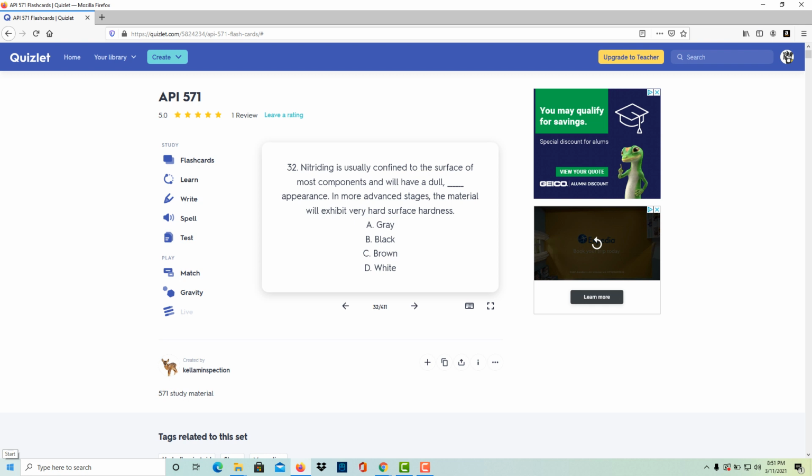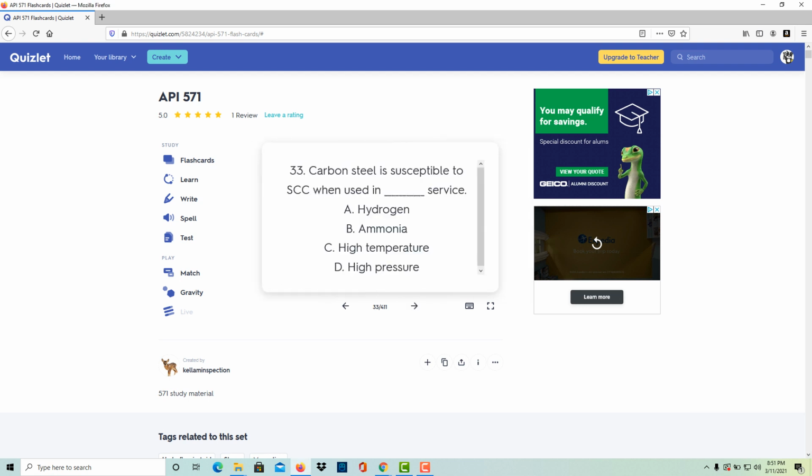Nitriding is usually confined to the surface of most components and will have a dull gray appearance. In the most advanced stages, the material will exhibit very hard surface hardness. Carbon steel is susceptible to stress corrosion cracking when used in ammonia service.